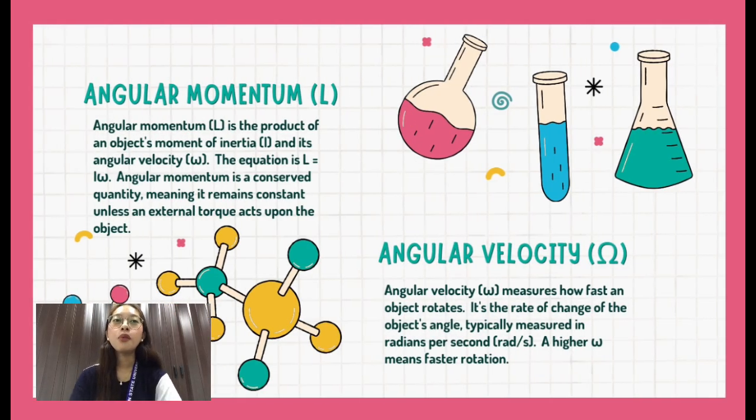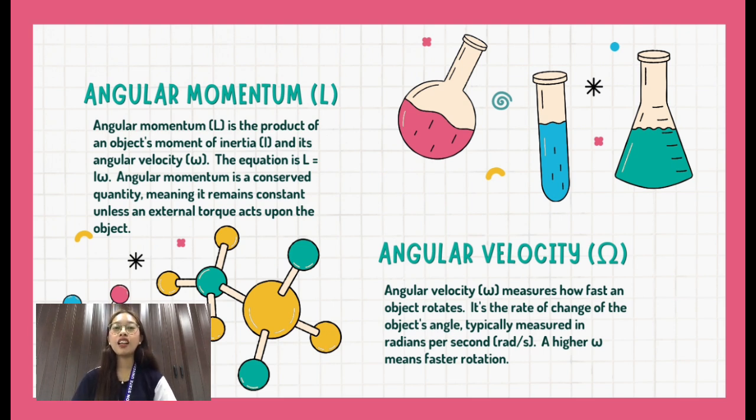So, angular momentum. Angular momentum is the product of an object's moment of inertia and its angular velocity. So, angular momentum is ma-calculate niya siya by multiplying its moment of inertia ug ang iyahang angular velocity. Angular momentum is a conserved quantity, meaning it remains constant unless an external torque acts upon the object.